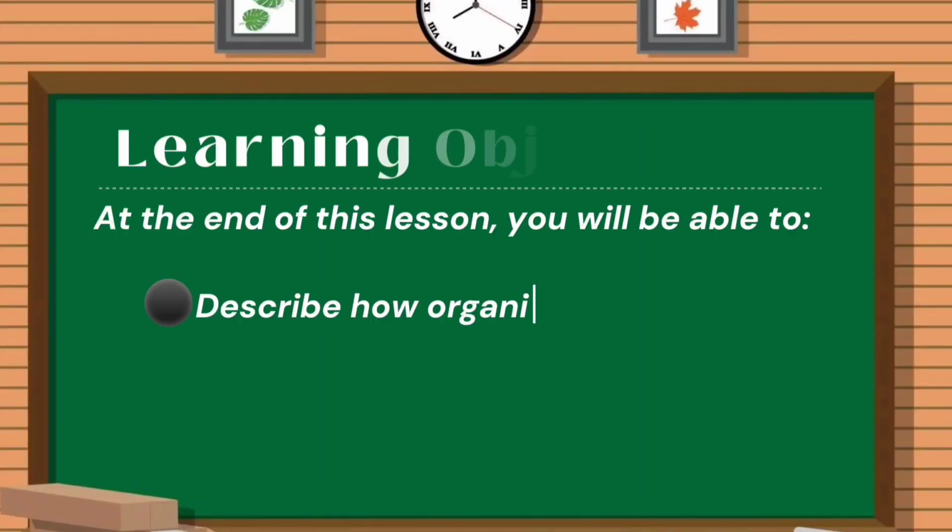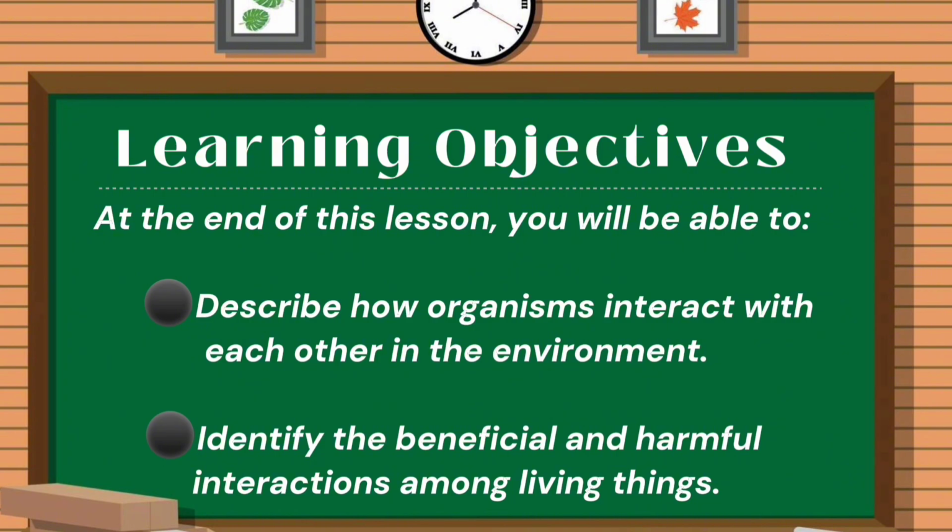Learning objectives. Before we continue with our activities, let us first know what we should be able to learn today. At the end of this lesson, you will be able to describe how organisms interact with each other in the environment. Identify the beneficial and harmful interactions among living things. Now, let's move on to our activity.